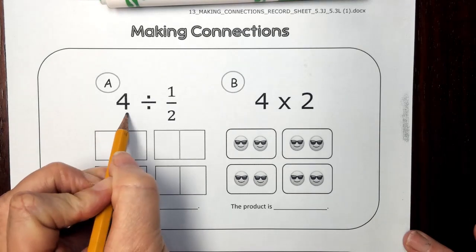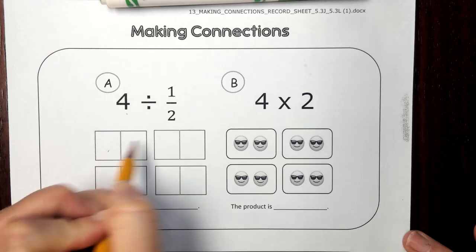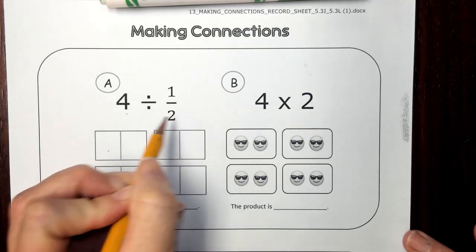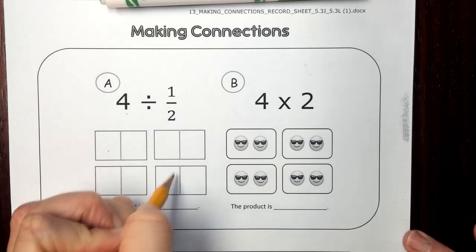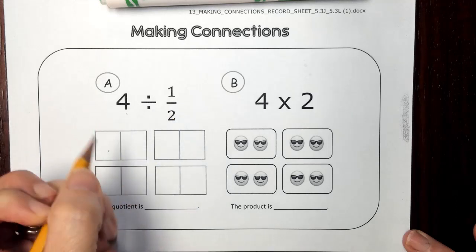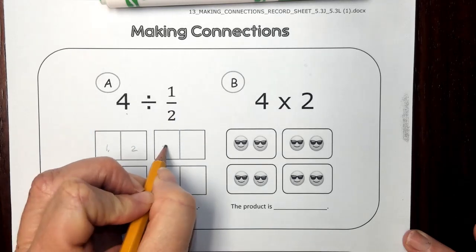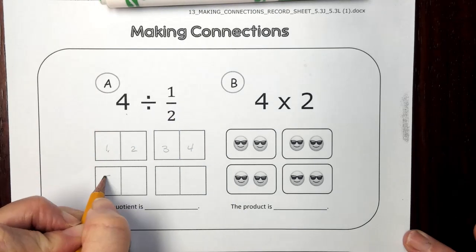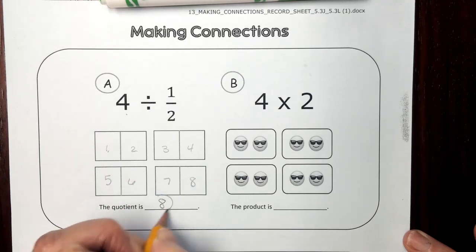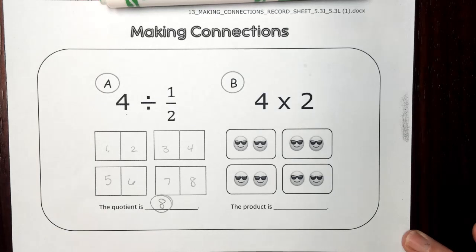So when I see this, what that means is I have 4 whole pictures cut into 1/2 pieces, cut in half, cut in half, cut in half, cut in half. And how many 1/2 pieces do I have? 1, 2, 3, 4, 5, 6, 7, and 8. So our quotient is going to be 8, because when I take 4 whole pieces and I cut them in half, I'm going to get 8 1/2 pieces.